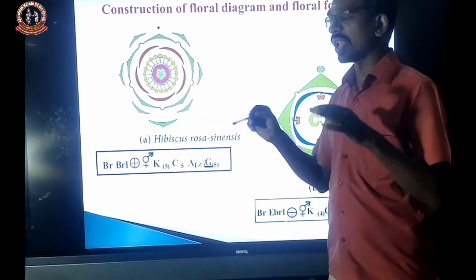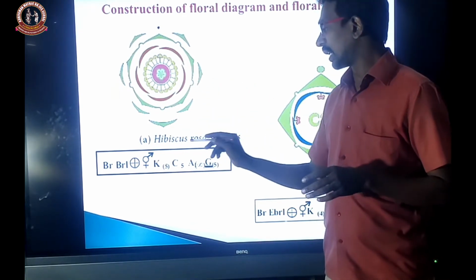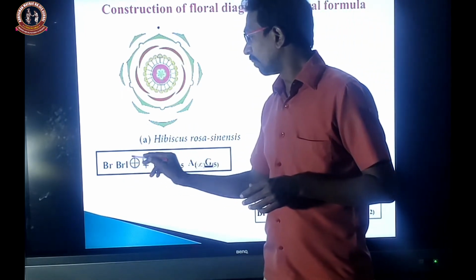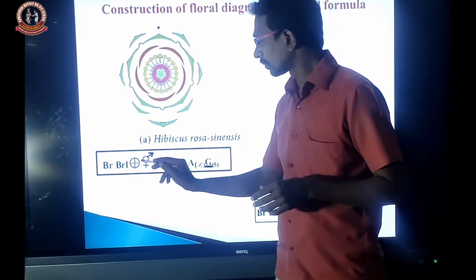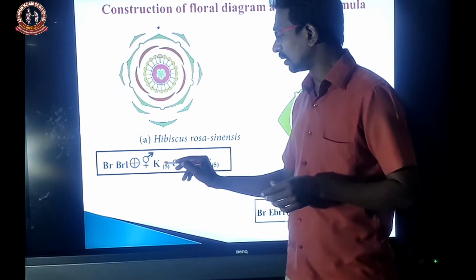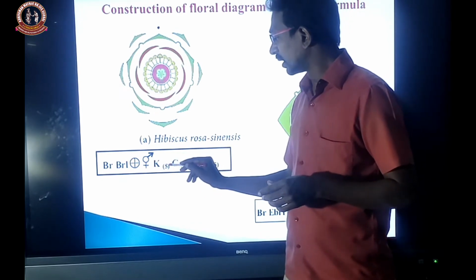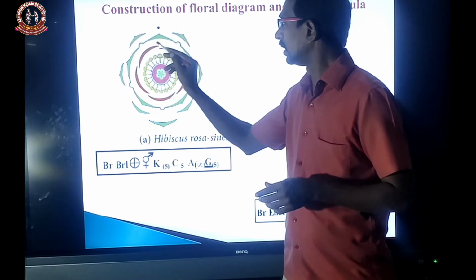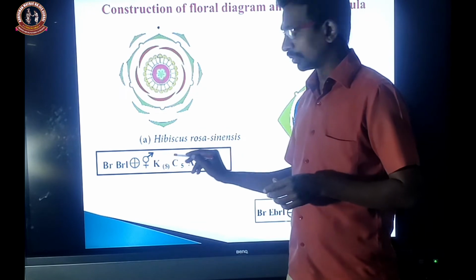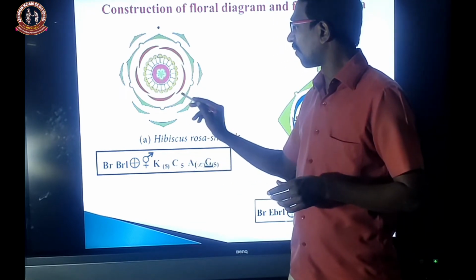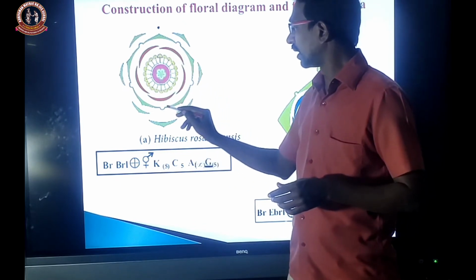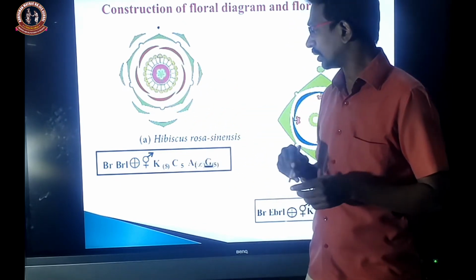So there is some example given in your book. It's the hibiscus floral formula. BR, bracteate, BRL, epicalyx is present. The flower is actinomorphic, bisexual because the androecium and gynoecium are present. K is the calyx, K5, 1, 2, 3, 4, 5, but they are fused, so within bracket. And C, corolla 5, 1, 2, 3, 4, 5, is not fused. Here it will be fused, here it is not fused.